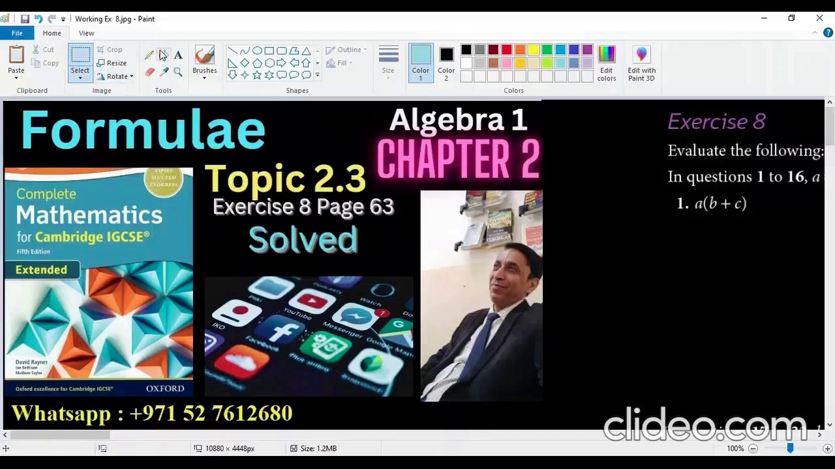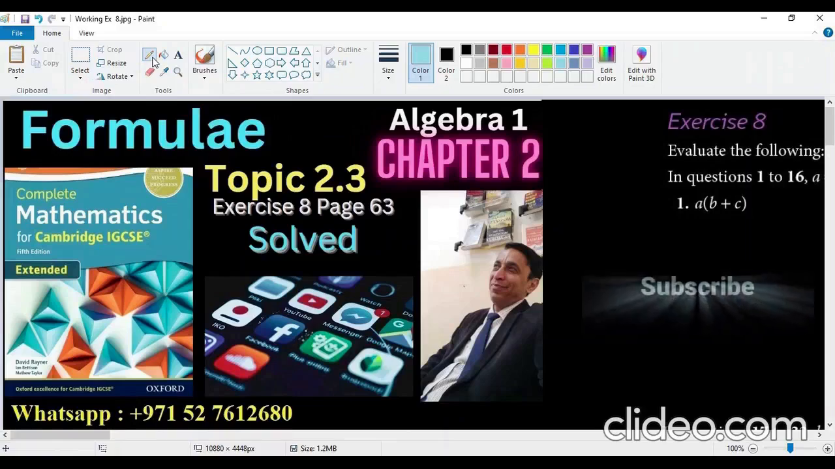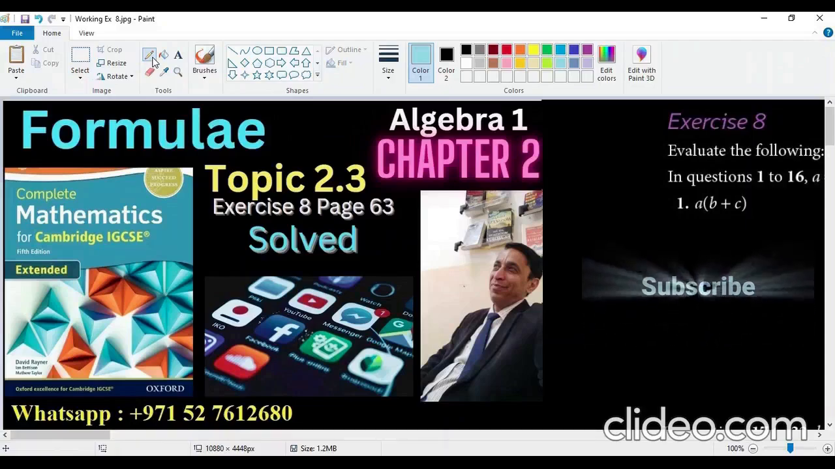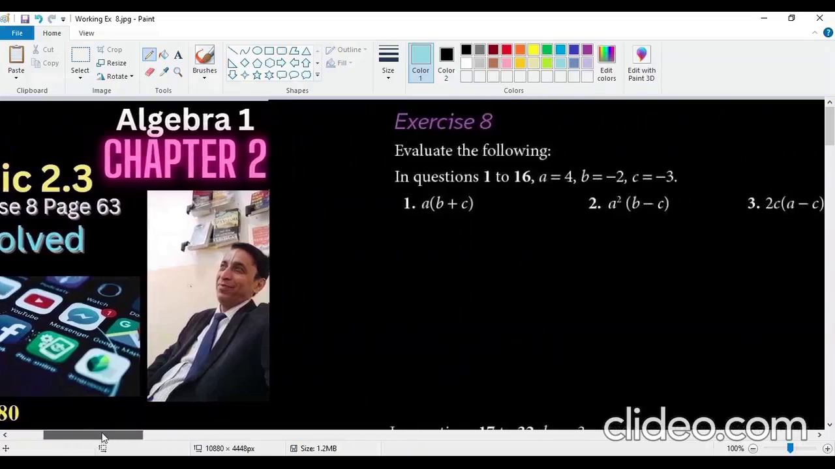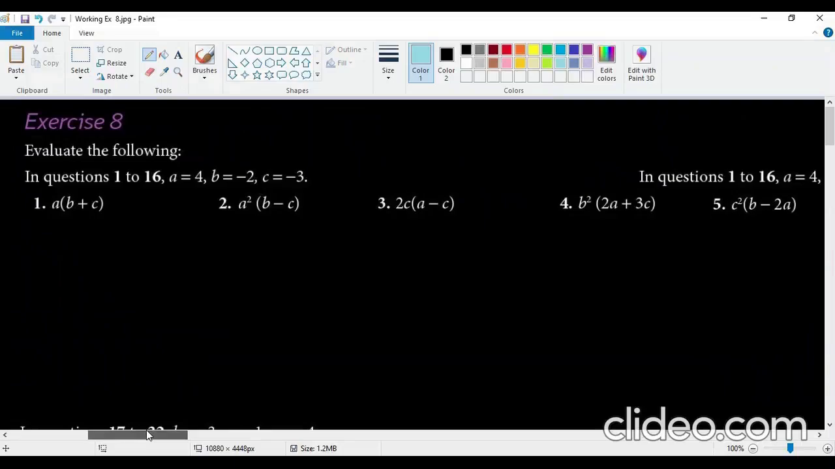Hello everyone. Exercise 7 is done in the previous video. This is exercise 8 that you can find on page 63 if you have a textbook with you. And in case you do not have this book with you, I can provide you a PDF of this book on the number provided. This exercise is a bit different from exercise 7, as you know very well. In exercise 7 it was evaluate the questions, but in here not only evaluation will be done, first simplification or making a formula is going to be done.